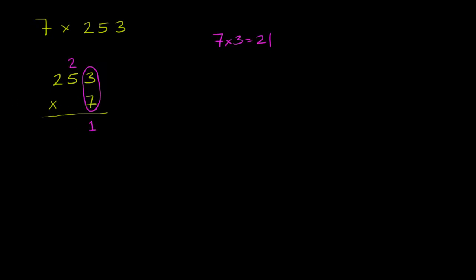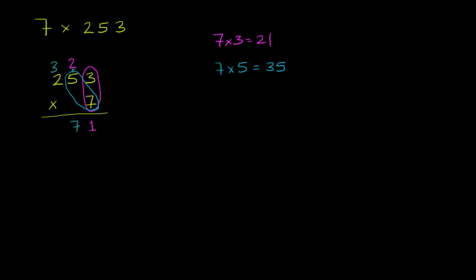Now I want to figure out what 7 times 5 is. We know from our multiplication tables that 7 times 5 is equal to 35. Now, we can't just somehow put the 35 down here. We still have to deal with this 2 that we carried. So we compute 7 times 5 is 35, but then we also add that 2. So it's 35 plus 2 is 37. Now, we write the 7 right over here in the tens place and carry the 3.